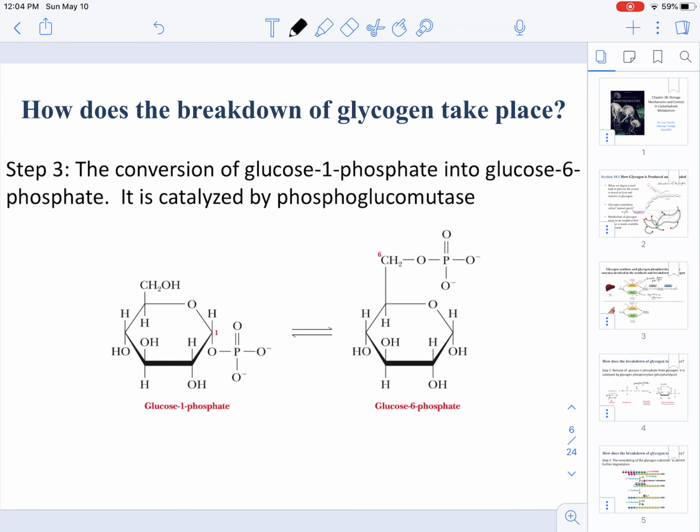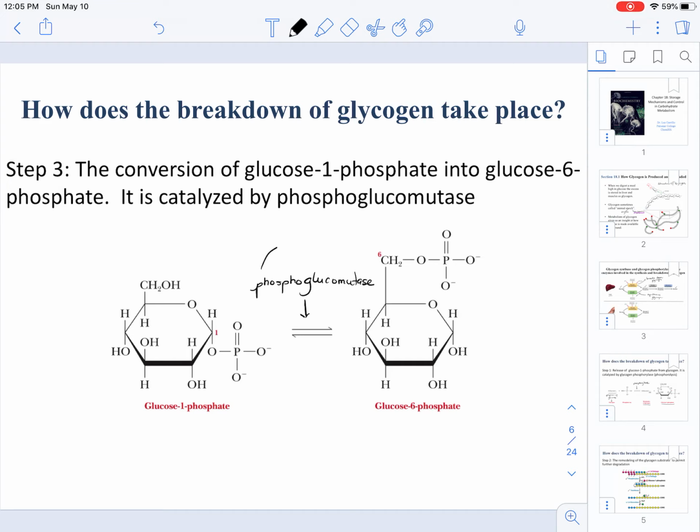On step 3, as you can see, we need to convert that glucose 1 phosphate into a molecule that can be utilized through the process of glycolysis. So an enzyme that is called phosphoglucomutase is going to catalyze the conversion of glucose 1 phosphate to glucose 6 phosphate.